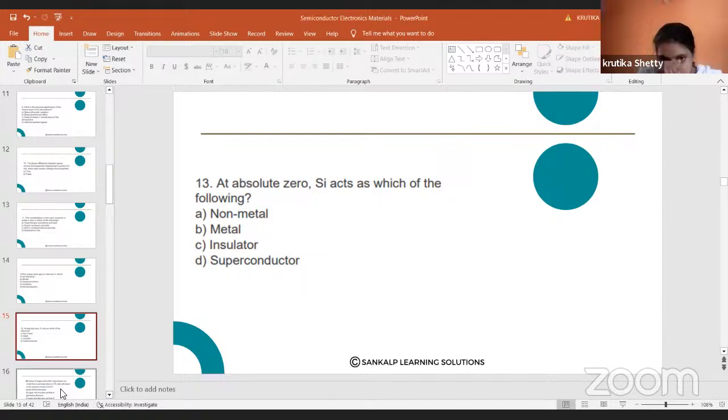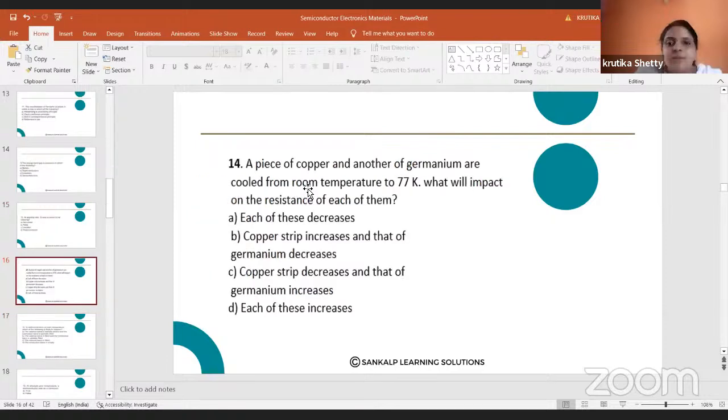A piece of copper and another of germanium are cooled from room temperature to 77 Kelvin. What will be the impact on the resistance of each of them? So you have one copper piece and you have one germanium piece. Both are cooled from room temperature to 77 Kelvin.